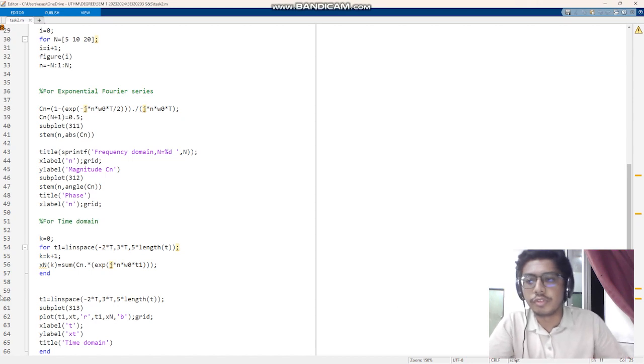For the time domain, we first initialize k equals 0, and t1 equals linspace(-2*T, 3*T, 5*length(t)). Next, we insert k equals k plus 1 for the sequence to continue. Then in this xn(k), we sum the Cn value with this exponent of j times n times omega naught times t1. Next, we plot the graph. At the bottom here is nothing much, just the graph information. So we're going to hit run.